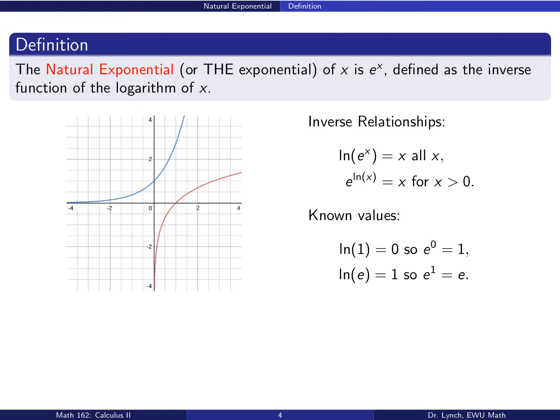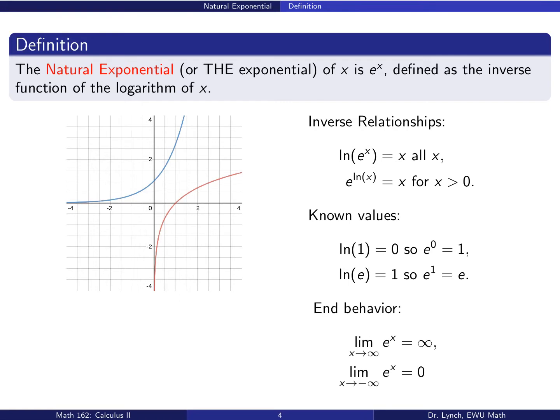In addition, there are some known values of e to the x that we obtain from our known values of the natural log of x. Since natural log of 1 is 0, e to the 0 is 1. And since natural log of e is 1, e to the 1 is just e. And again, that number e is 2.7, and so on.